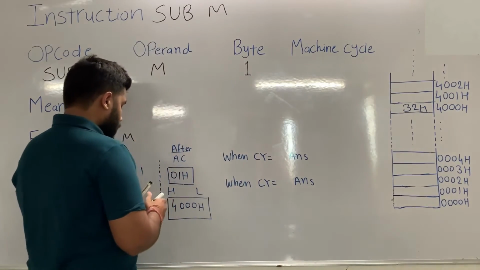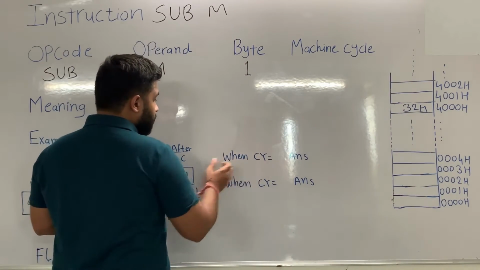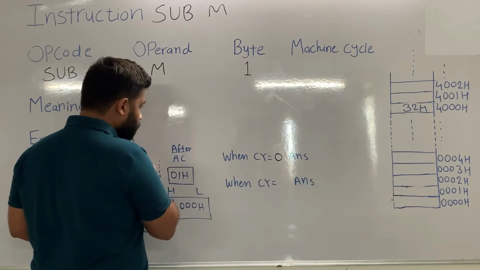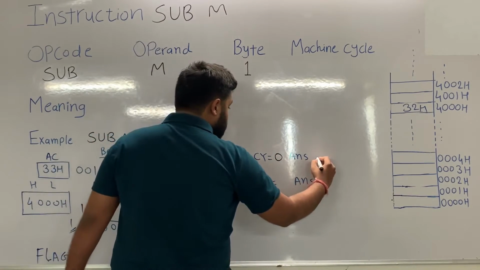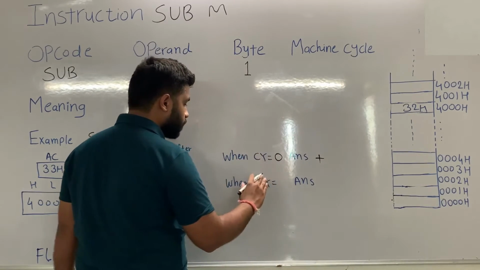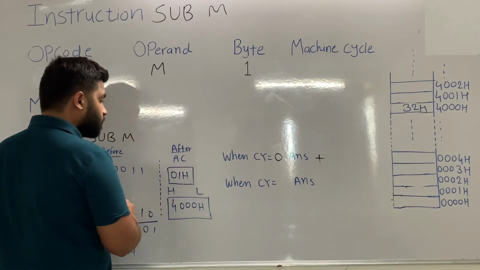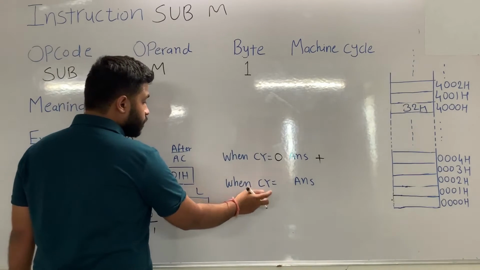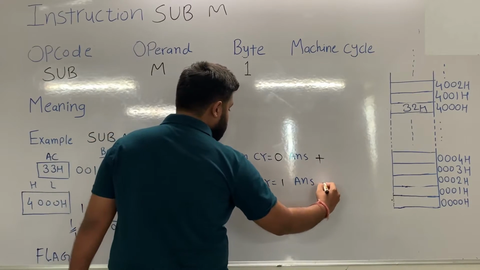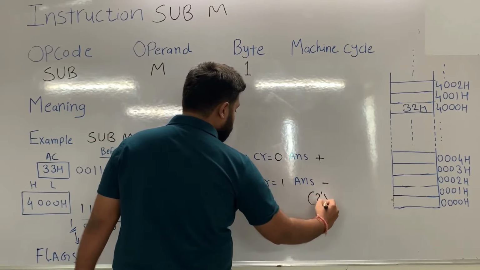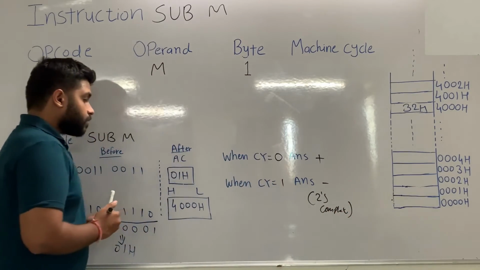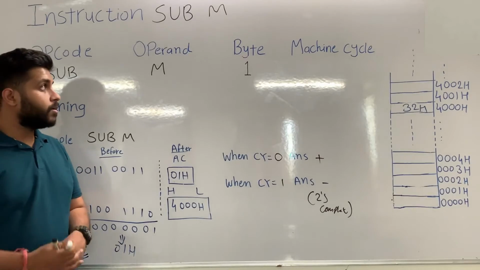So you have to note it down: when the carry is 0 after the execution of this instruction, the answer is positive and it is in original form. After the execution of the subtract instruction, if the content of the carry flag is 1, it means the answer is negative and it is in 2's complement form. Okay? Now let's see the machine cycle.